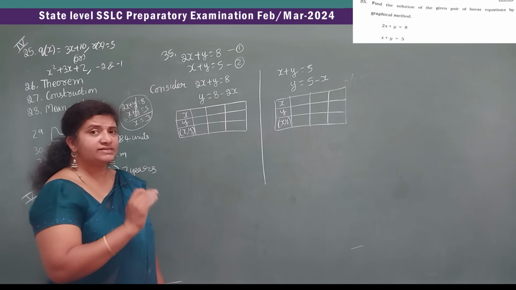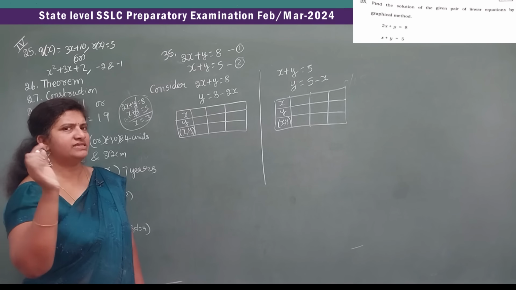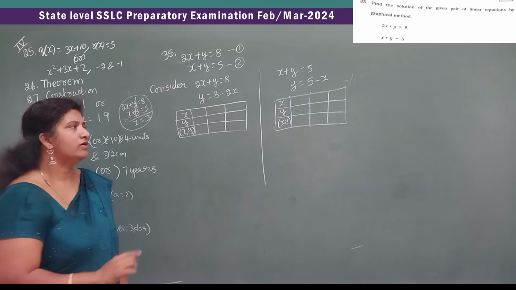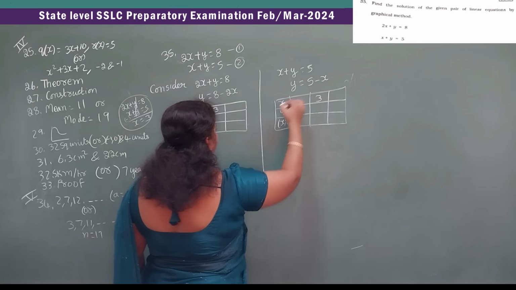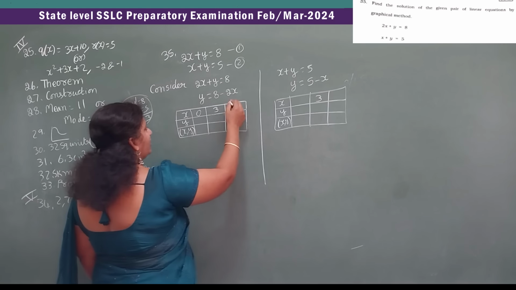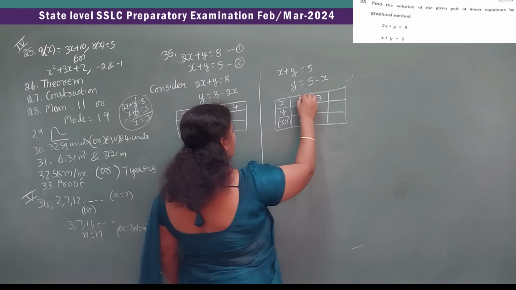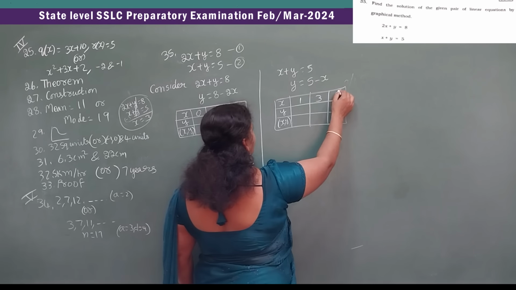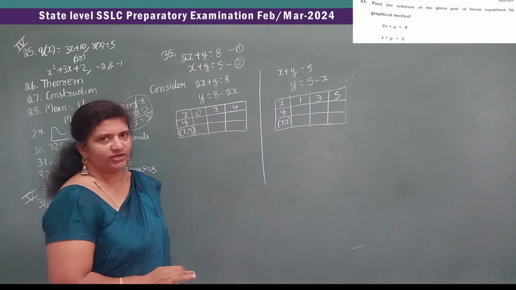So where are these two lines going to intersect? At 3 comma something, you are going to get the y value. So first in the box, put 3 in the middle. Now before 3 one number, let me take 0. After 3 one number you take. And here also, 3 before any number, 3 after any number you can take. Any number you can take of your own choice.